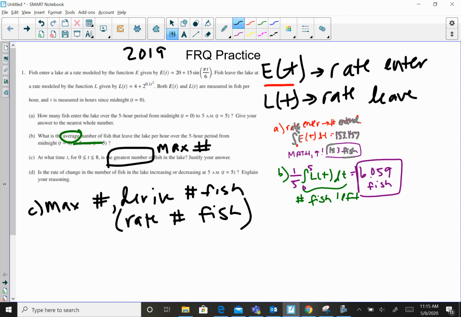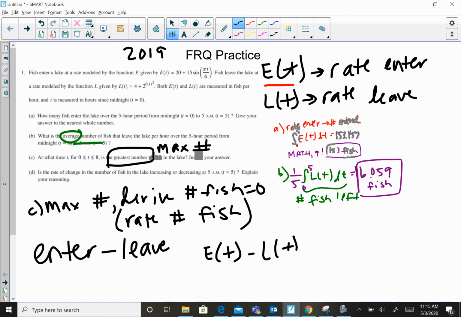So the rate of change of the number of fish is enter minus leave. However many come in minus however many leave. And to find the maximum, take the derivative and set it equal to 0. So I'm going to do E of t minus L of t equals 0. I'm also going to put this in my calculator in the y equals.